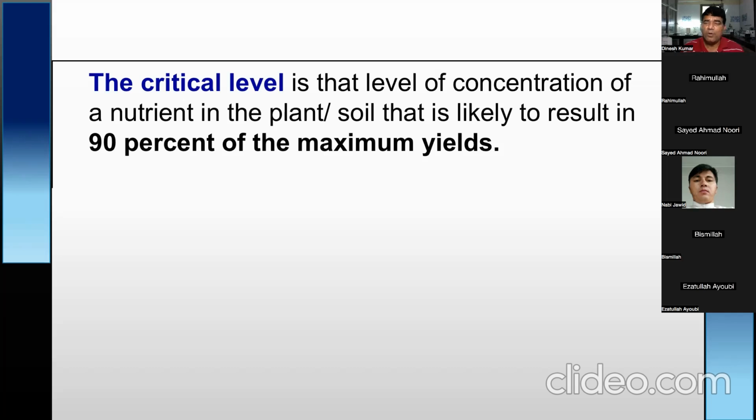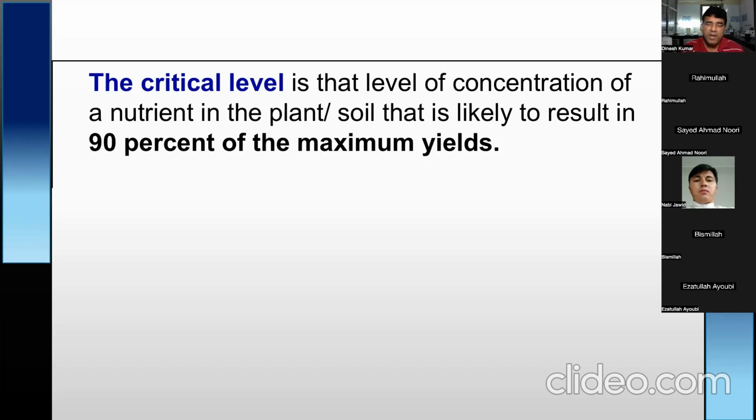But when you get only 90% of the maximum yields, at that particular point of time, the concentration of nutrient in plant or in soil is called the critical concentration. Critical concentration is the concentration of nutrient in plant or soil at which the plant gives 90% growth or 90% yield. So that concentration in soil or plant is the critical concentration for deficiency. Remember, this is for deficiency.